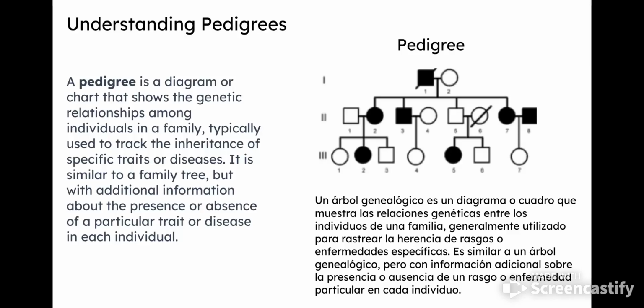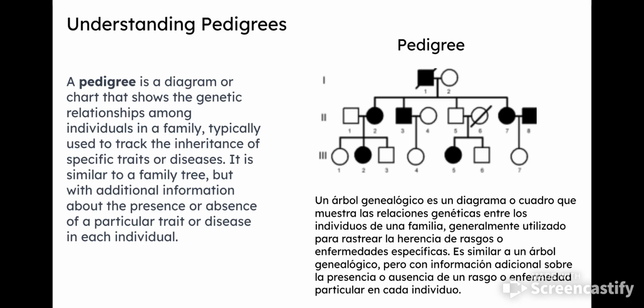All right, guys. So today we're going to be talking a little bit about something called pedigrees. A pedigree is a diagram that shows the genetic relationships among individuals in a family, typically used to track the inheritance of specific traits or diseases. It is very, very similar to a family tree, but it just has more information than a family tree. And it talks about a specific trait that you're tracking.